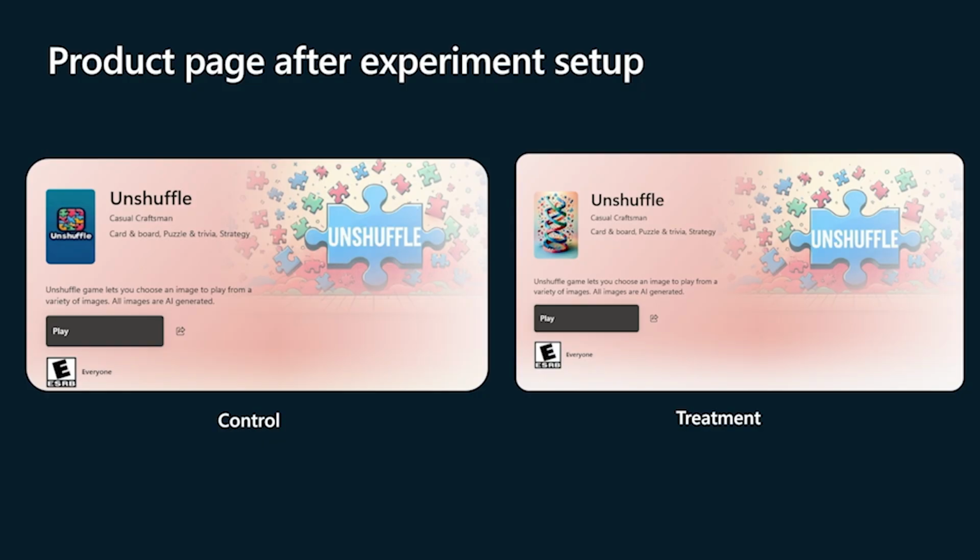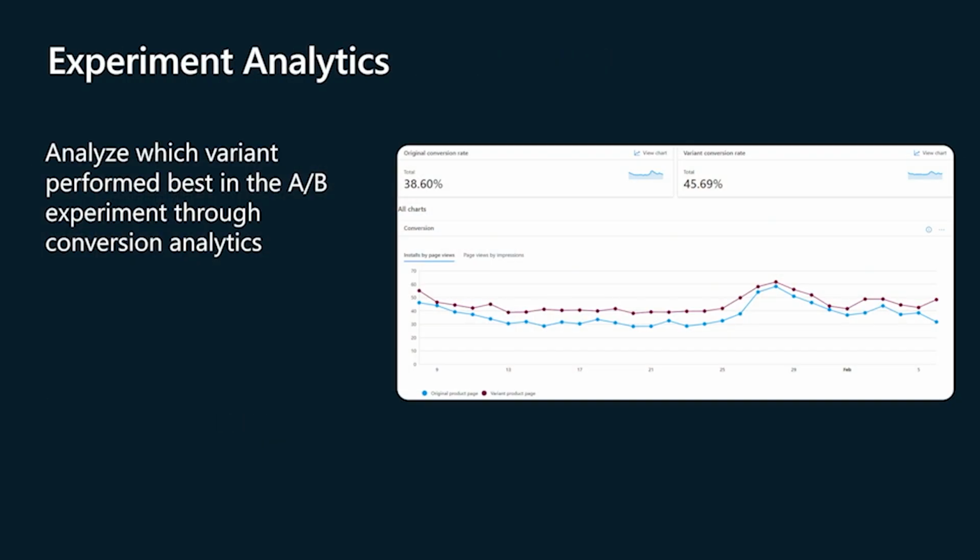When the experiment is completed, you can see the experiment's analytics on Partner Center. In this case, the treatment variant converted at a higher rate than the control variant, so the developer decided to change their icon.